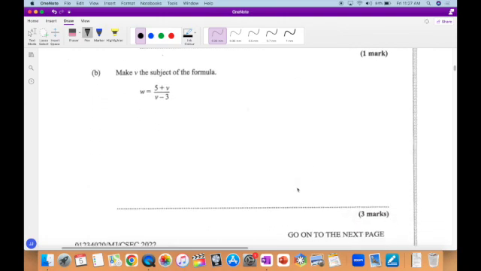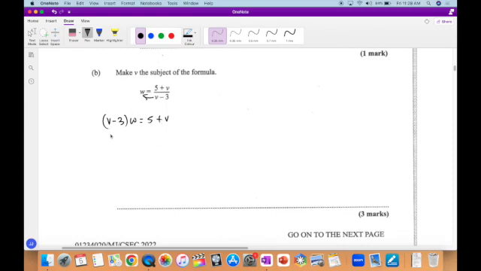Make v the subject of the formula. So the first thing I'll do is swap the entire thing. Should I swap it? I wonder. This is an interesting one actually. No, let's not swap it, because I see that it has v's in the numerator and the denominator. So let's throw this one across here. So I'll have v minus 3 multiplied by w is equal to 5 plus v.